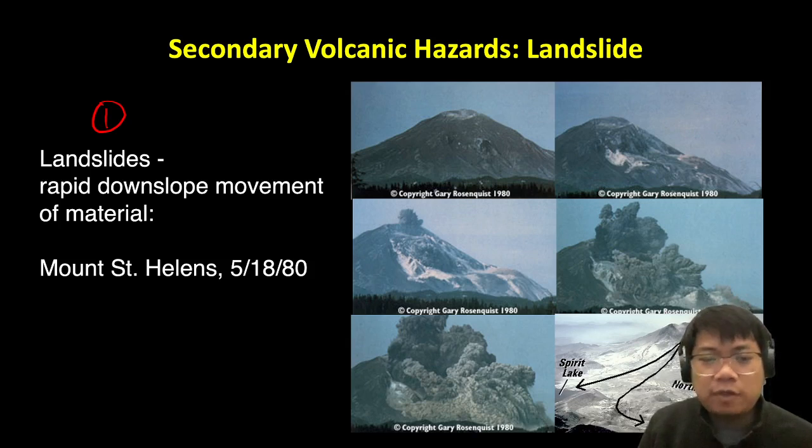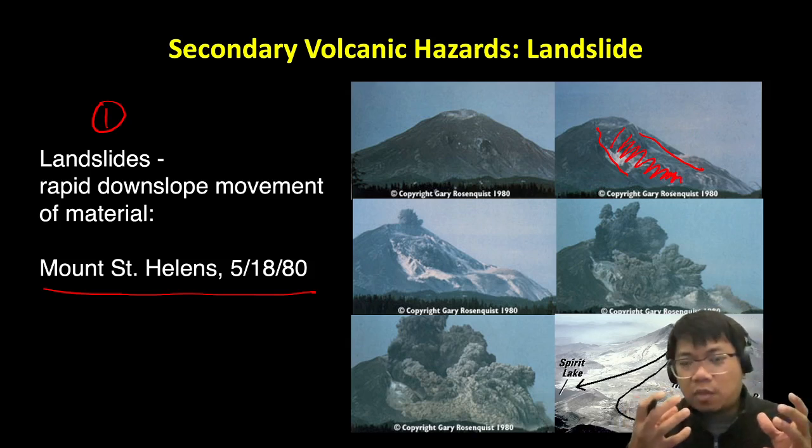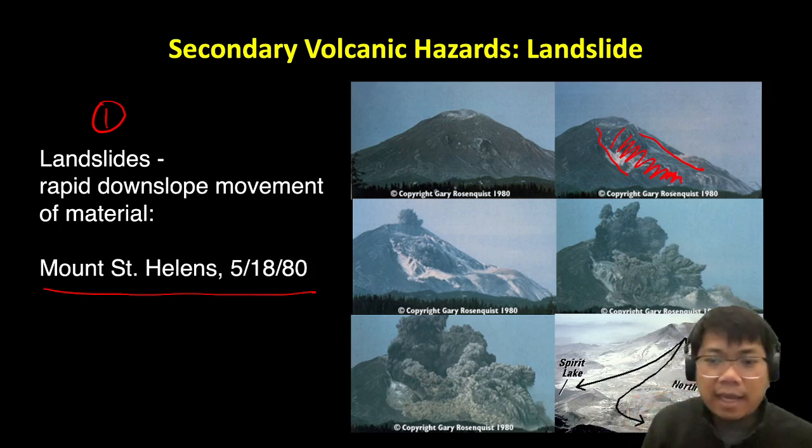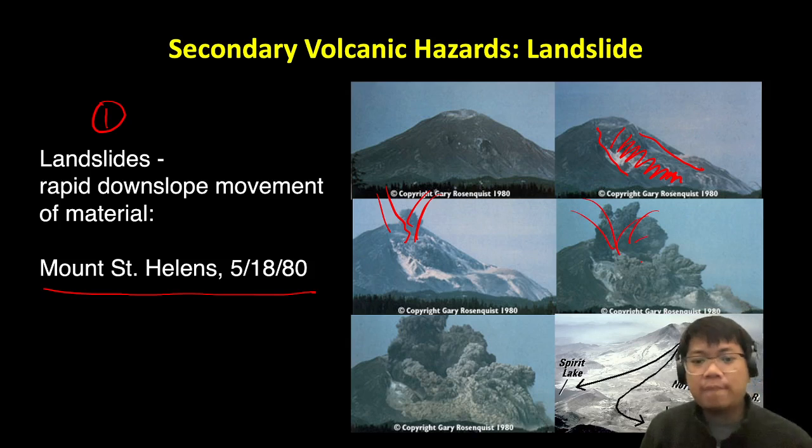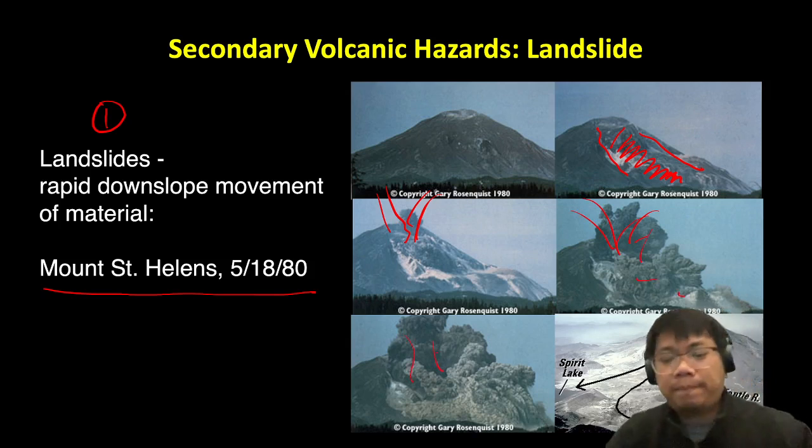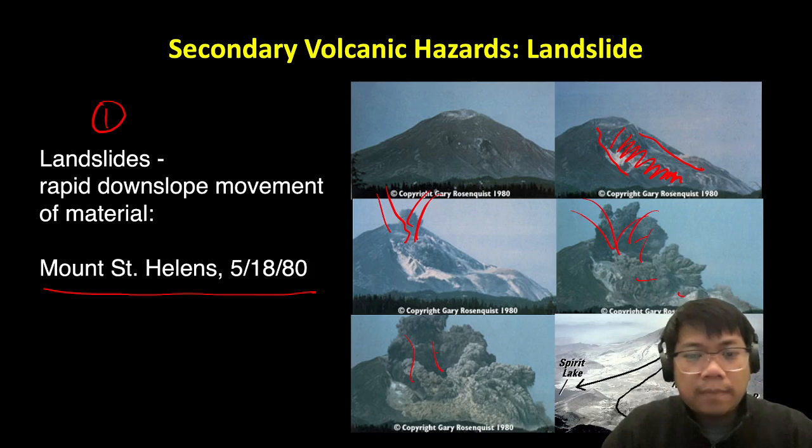Maybe the best example for this would be Mount St. Helens, because when Mount St. Helens initially started to erupt, it produced a massive landslide. Everything on this side of the volcano just collapsed and went down slope. Because of the collapse of this flank, it released lots of pressure from underground, and it just went violent after that. So that's how landslides can occur in volcanoes.